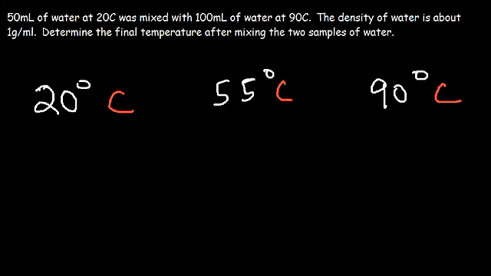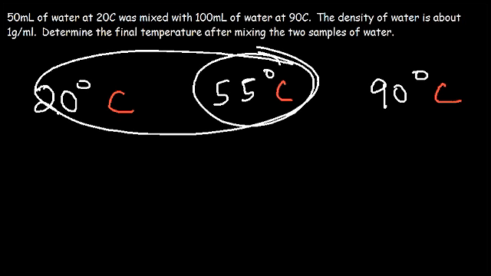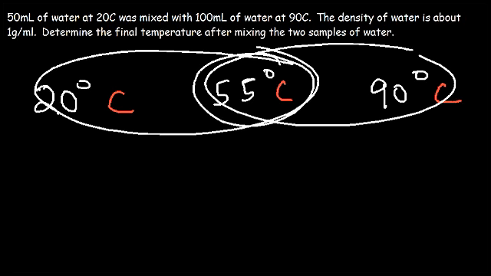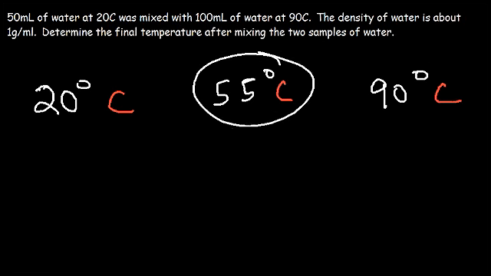So here's a question for you. Do you think the final temperature after mixing the two samples of water is going to be 55 degrees Celsius? Is it going to be somewhere between 20 and 55? Or between 55 and 90? We know it's somewhere between 20 and 90. Heat is going to flow from the 90-degree sample to the 20-degree sample, and at some point they're going to reach a final temperature somewhere between 20 and 90.